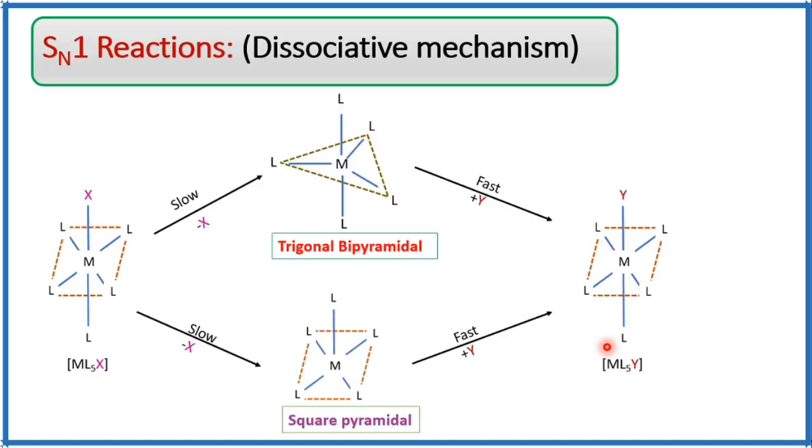So see, here why we are calling it dissociative? Because initially the complex is undergoing dissociation in the slow step. As we have seen, the rate determination step or slow step is the important step in chemical kinetics. So therefore in the slow step, the original reactant complex is undergoing dissociation. Therefore we are calling it a dissociative mechanism.